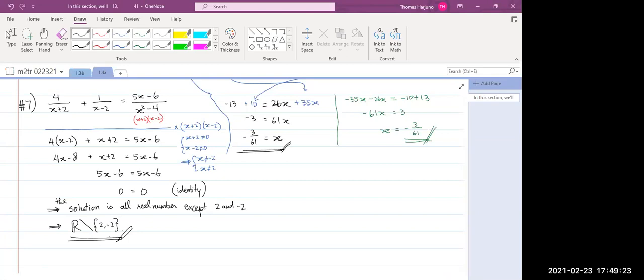If the equation is an identity, then the solution is supposed to be all real numbers except those numbers that make it undefined. Let's see number 9.